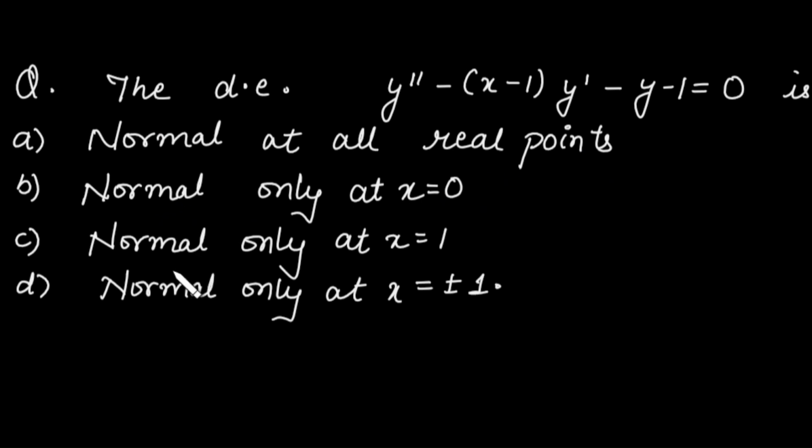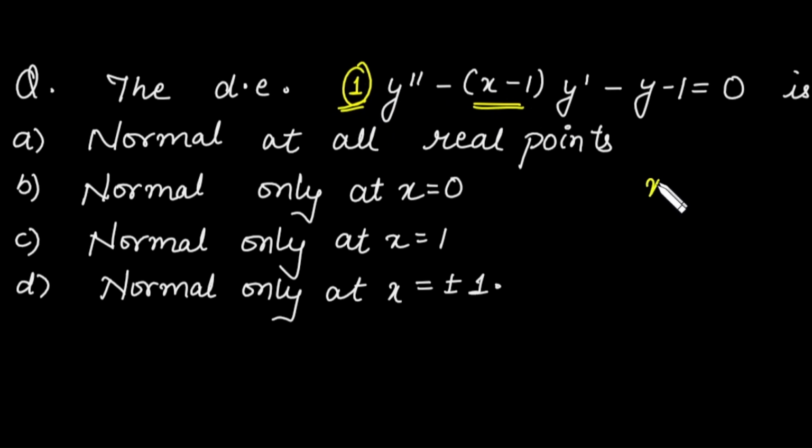Next question: this differential equation is normal at every real point, or normal only at x is equal to 0, or normal at x is equal to 1, or normal only at x is equal to plus minus 1. So we need to check the interval for which it is normal. So its coefficient is 1. We have no problem in this case. It is not equal to 0 and it is continuous.